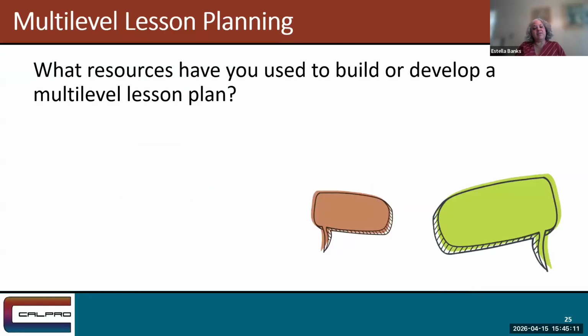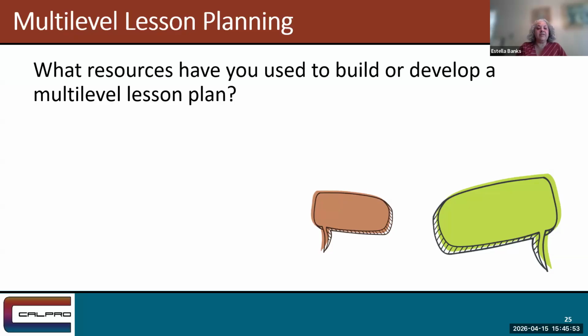So what resources have you used to build or develop a multi-level lesson plan? So we share a lesson plan template that you'll be able to use to develop your multi-level lesson plan, but we're just going to tap into each other and to the hive mind, because as you've learned, we learn a lot from each other. So Steve says whiteboards. So this is a resource that Steve has used to develop a multi-level lesson plan, Promethean board. Okay, so an interactive digital board, very good.